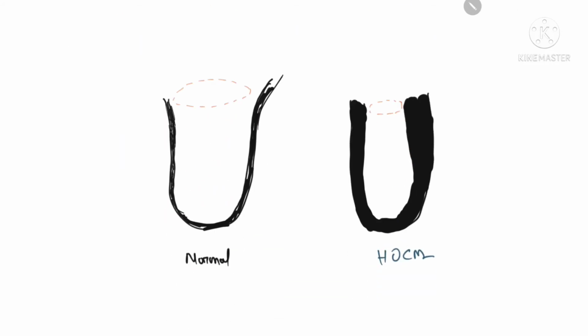In this diagram, on the left hand side, we have a normal left ventricle, but on the right hand side we have HOCM, and as we can clearly see, in HOCM the left ventricular wall becomes thick, and because of this thickness our aortic orifice becomes stenosed.